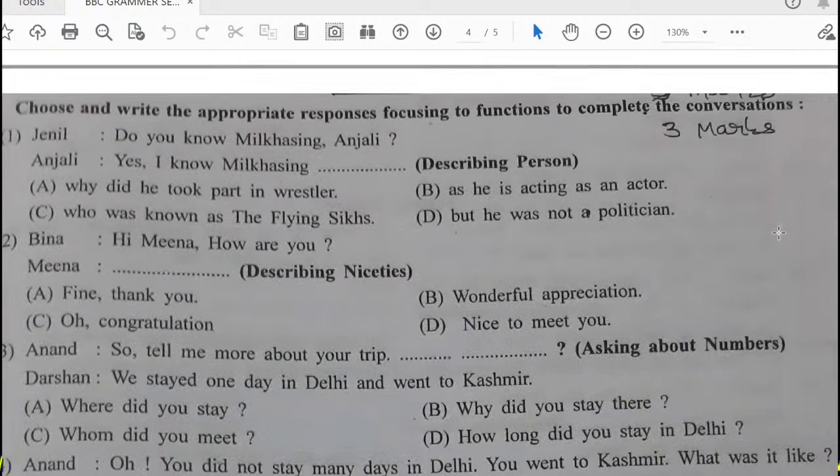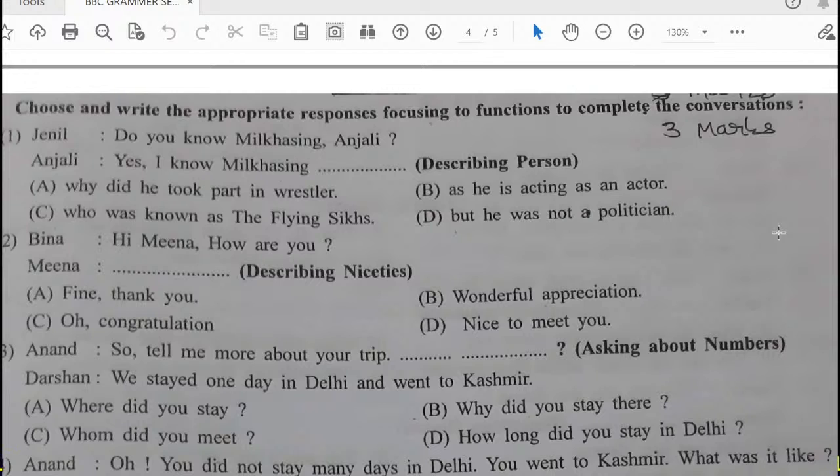Now the third one, Anand said, so tell me more about your trip. What did Anand say? So, tell me more about your trip, dash dash. And we are given the suggestion, asking about numbers. And Darshan's answer is, we stayed one day in Delhi and went to Kashmir. So what will be the proper question about asking about numbers? First option is, where did you stay? Do you think you will get a number from this sentence? Where did you stay? No, we will get only a place for a question with where.